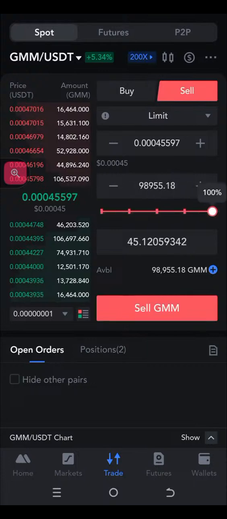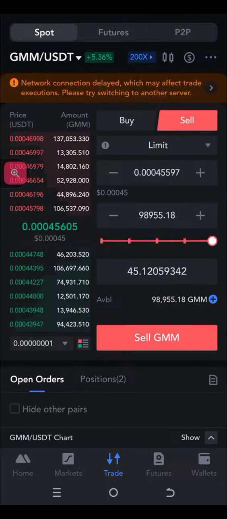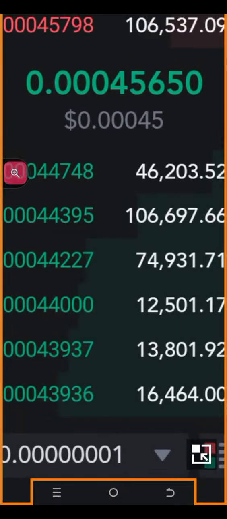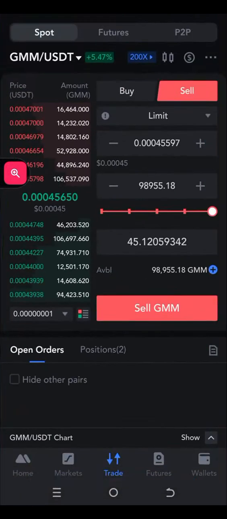Let's put everything here. 45.12. This might end up being a loss, because don't forget that we are still going to have to pay for fees. Yeah, because we have 98,955.18. Now, do we even have enough to go around for that? Do we have enough? I'm hoping that this can actually work out as a good one. We don't even have enough. We don't even have enough. That's where the problem is.